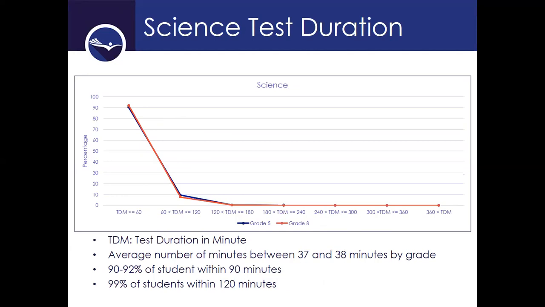And here is science. Science, of course, looks quite a bit different, which is reflected in the recommendations that we made. The average number of minutes is between 37 and 38 minutes by grade for students. So 92% of students are done within 60 minutes, actually, and 99% of students are done within 120 minutes. So the current science test does not take students very long. That's likely to change as we change to college and career ready science assessments in 2021.